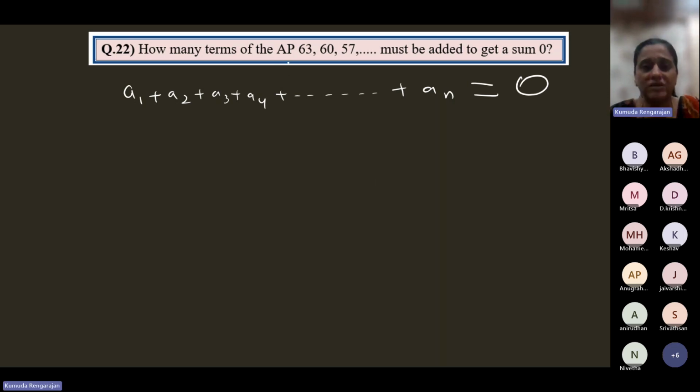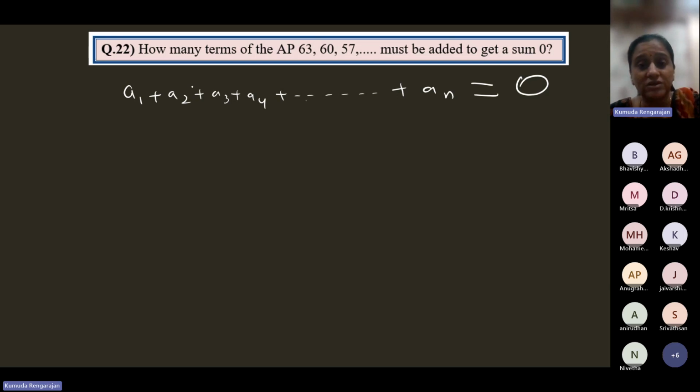Yeah, the sum can be 0 because the common difference is negative. You can see that the terms are reducing in value: 63, 60, 57, 54, 51. So the values are coming down, right? So at a point, the terms will be negative, and from there on it will be negative. So with a set of positive and negative terms, the sum can be 0.